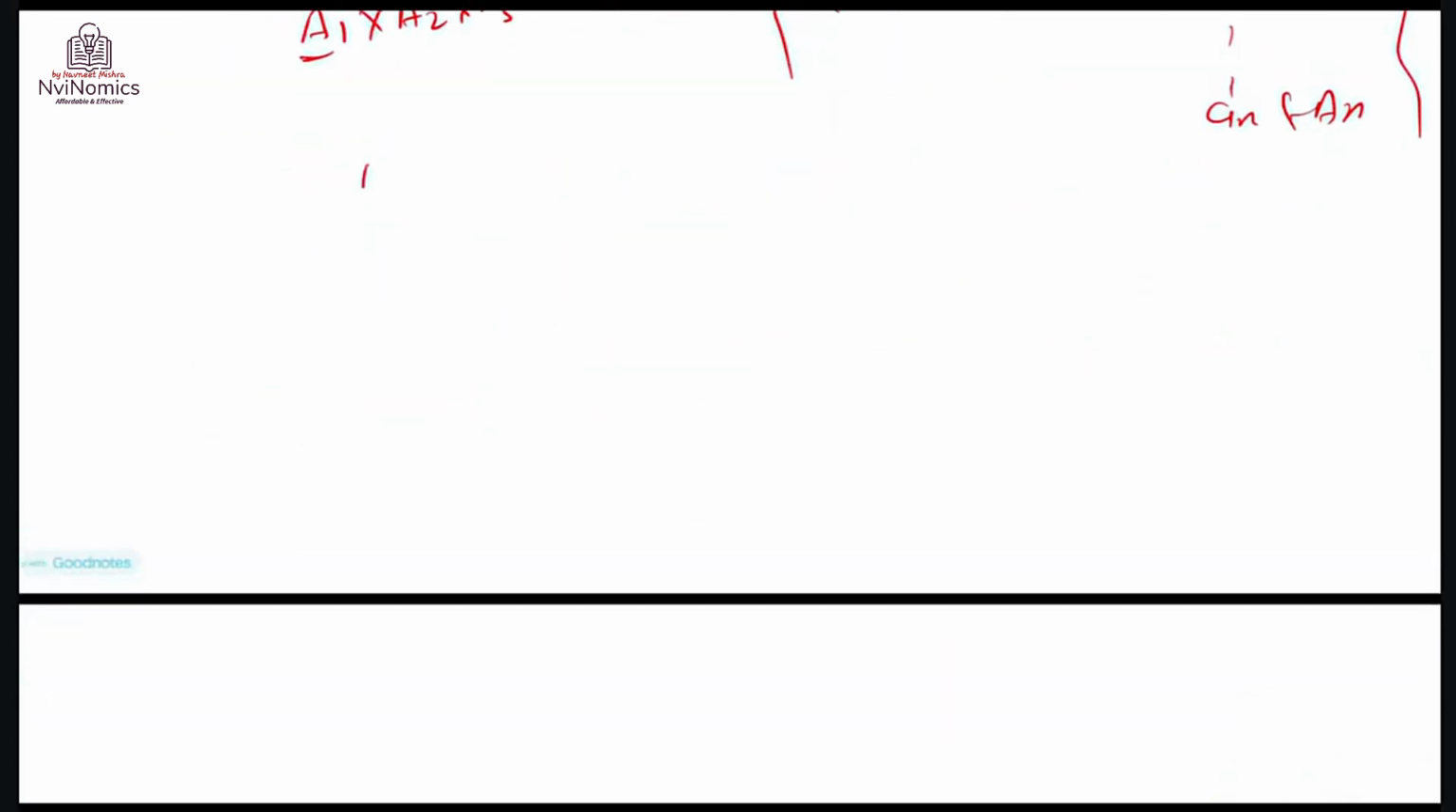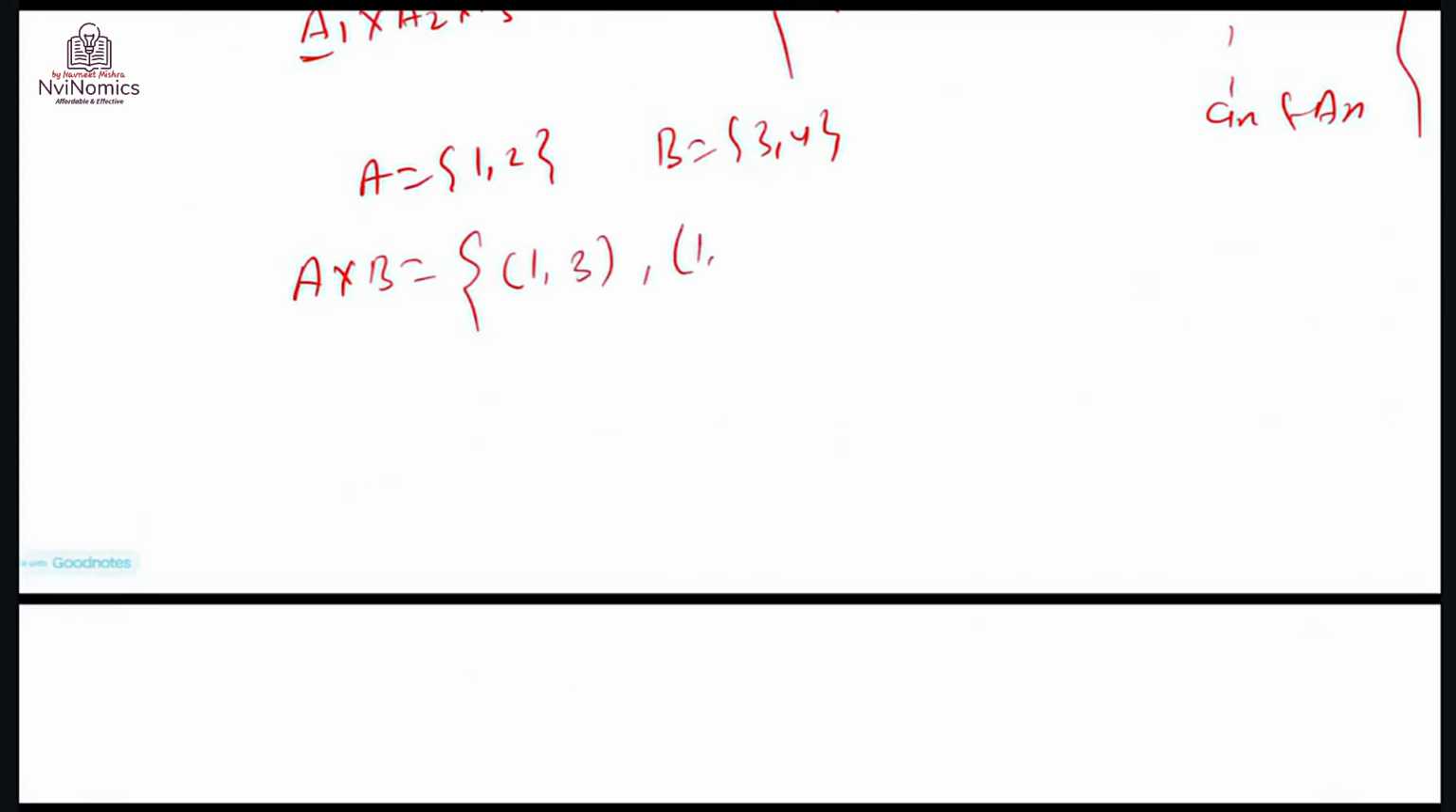Similarly, here I'll write A equals {1, 2} and B equals {3, 4}, and I would like to define A cross B. We know that I have to take the element of A first, so here 1, and then an element of B, which is 3. Similarly, I can write 1 and 4. We are writing in set form, so elements cannot be repeated. Now 2 3 and 2 4. So this is A cross B.